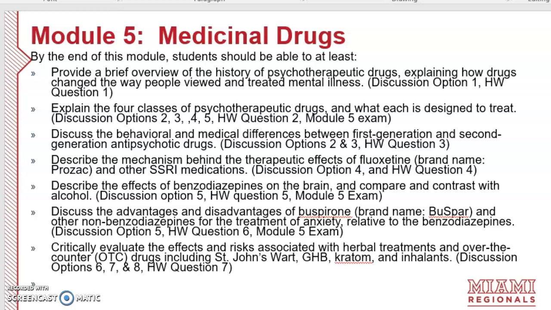Next, we'll discuss the advantages and disadvantages of buspirone or Buspar and other non-benzodiazepines for the treatment of anxiety. This will be covered in discussion option 5, homework question 6, and the Module 5 exam. Finally, in this module, students will learn to critically evaluate the effects and risks associated with herbal treatments and over-the-counter or OTC drugs such as St. John's wort, GHB, kratom, and the inhalants. This we'll talk about in discussion options 6, 7, and 8, and homework question 7.